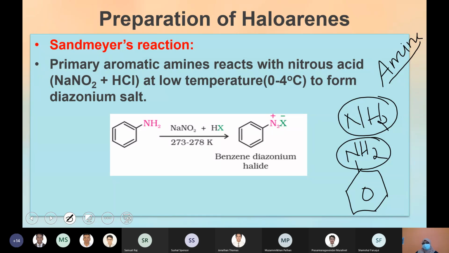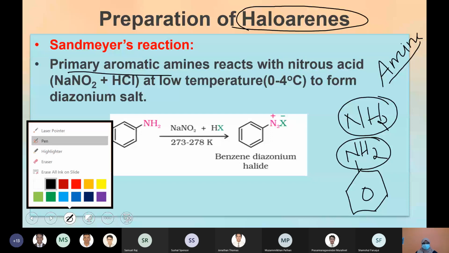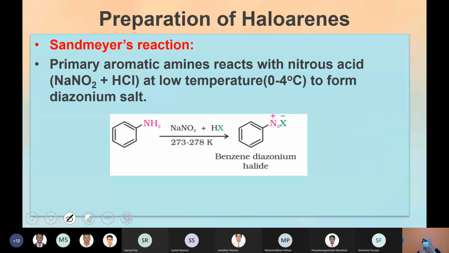Amines. So primary amine means amines in which carbon is directly attached to the functional group. There are no other branches. Okay, so primary, and it's an aromatic compound because you're preparing haloarenes. Am I clear with the first step?